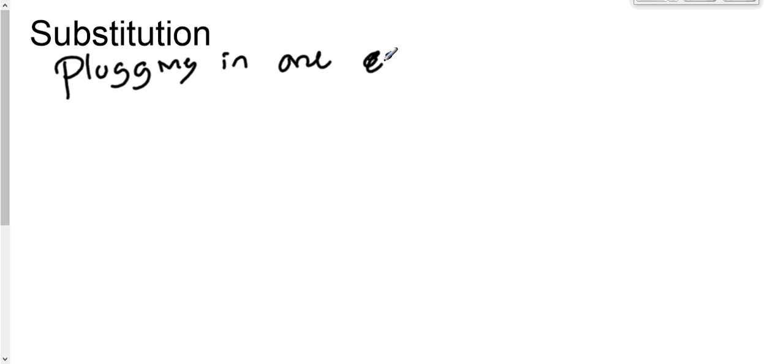So substitution's all about plugging in one equation into another. Just like in sports, one player comes out, another player comes in.